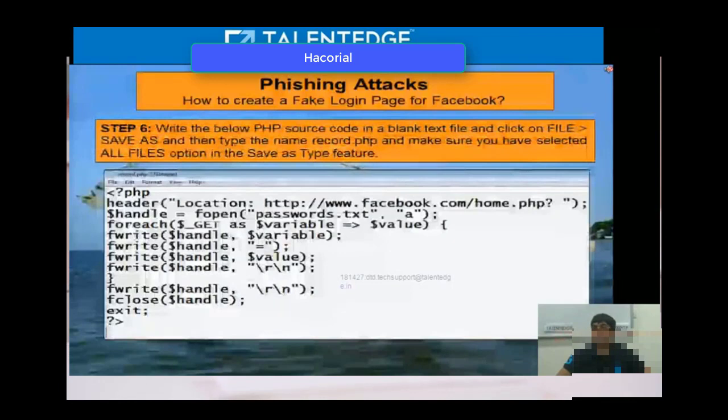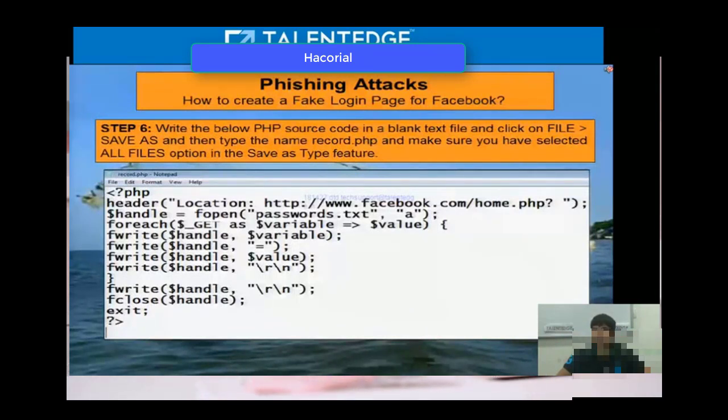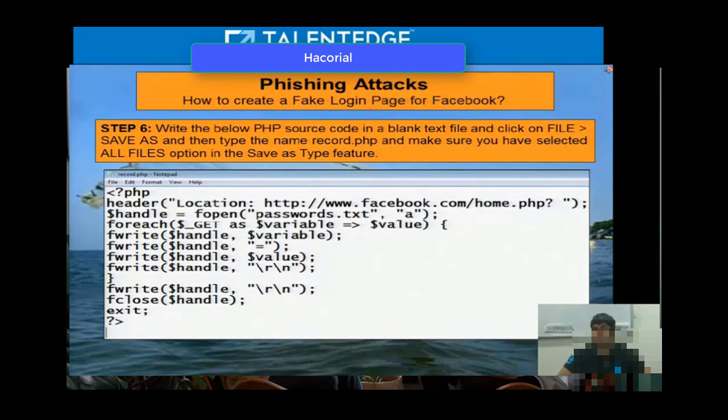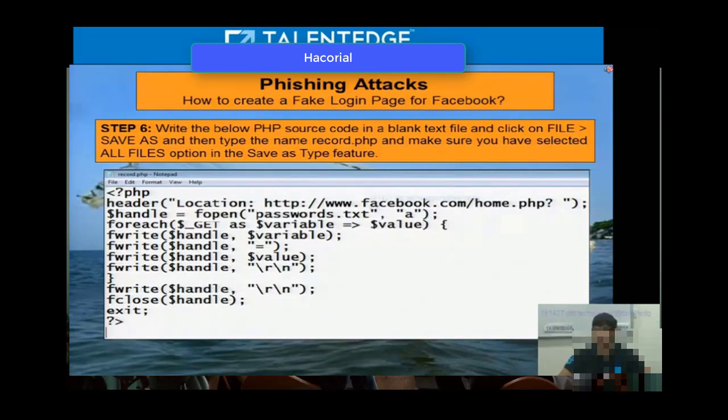So this is the PHP code that we create or type into a blank notepad file, and we save that notepad file as record.php. And the code that we type is pretty straightforward. If you look at the third line of the code, the fopen basically means create a new file called passwords.txt, and then the next few lines, fwrite, essentially is going to write the username and password that was received by record.php from index.php. So that's what this particular file is essentially doing.